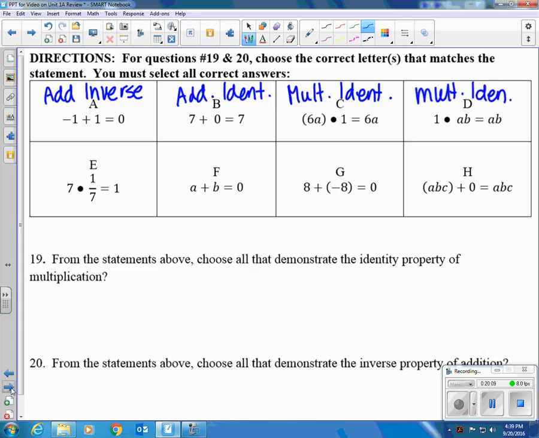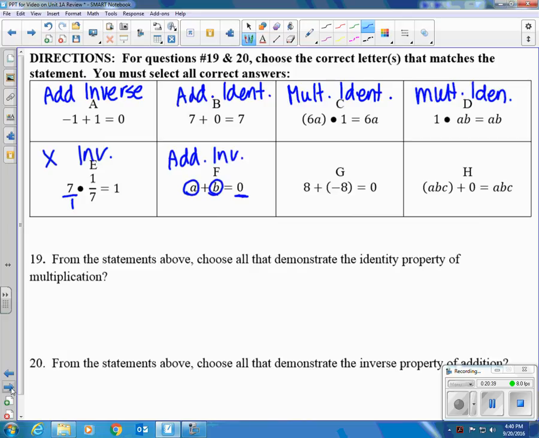This next one here, E, this is a multiplicative inverse. This is like saying 7 over 1 times 1 over 7. So this is my multiplicative inverse. A plus B equals 0. This is a tricky one because when I look at this number here and this number here, they must be opposites if this is my answer. So this is my additive inverse. That's going to be my additive inverse.